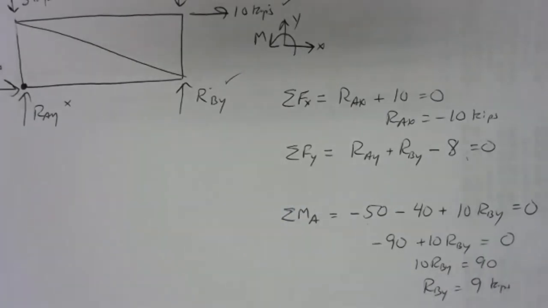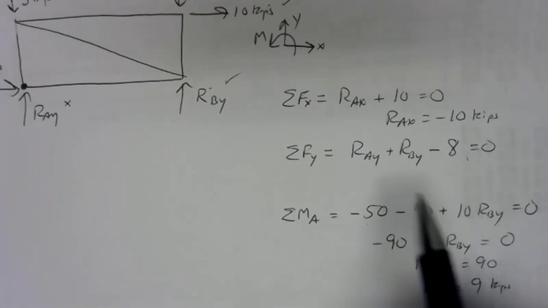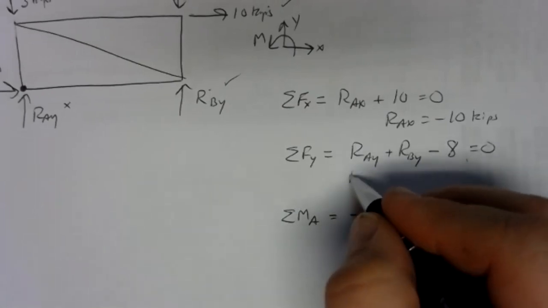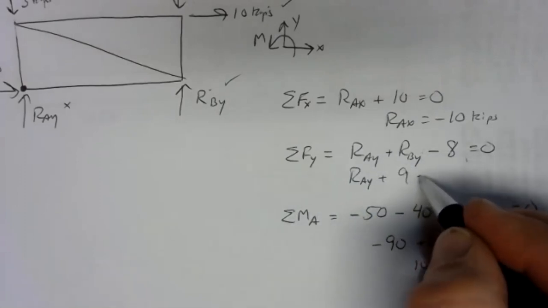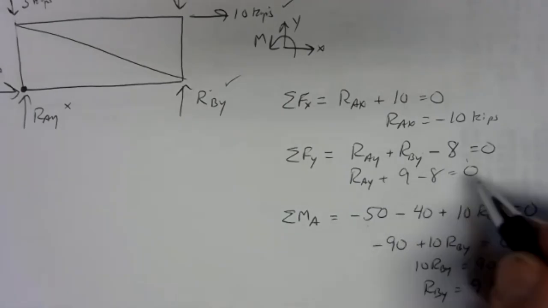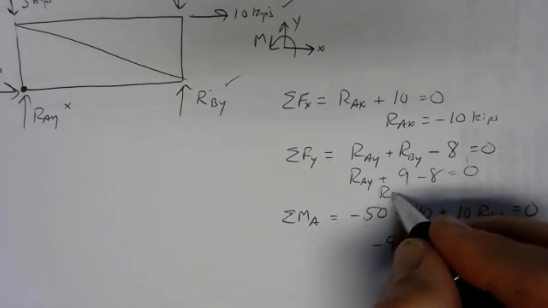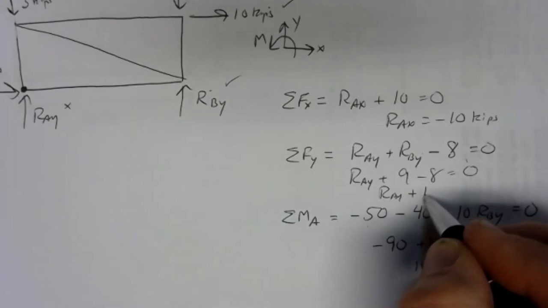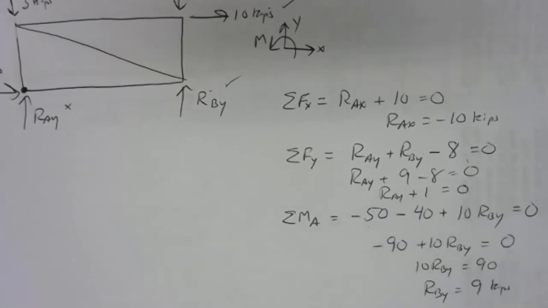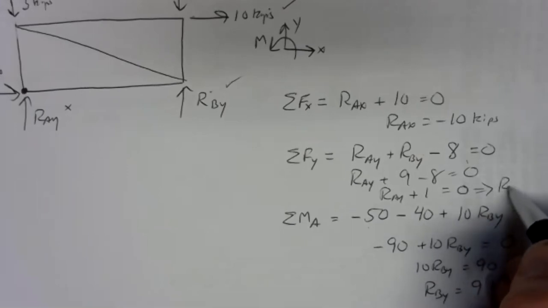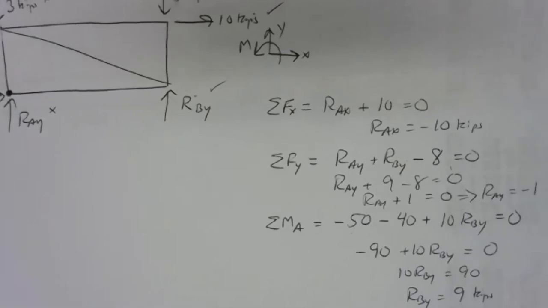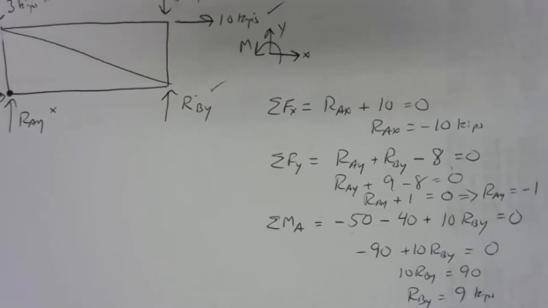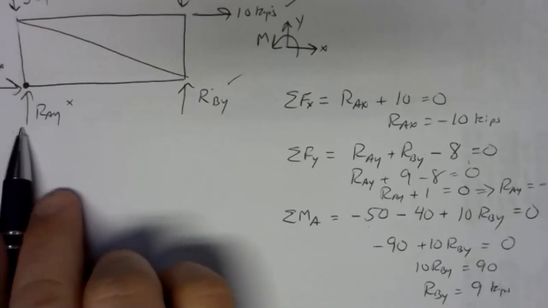Let's go up to the y direction equation now and figure out RAY. Well, if we are careful here, RAY plus 9 minus 8 equals 0. 9 minus 8 is 1. So I have RAY plus 1 equals 0. And when I subtract 1 from both sides, that gives me that RAY is negative 1. So RAY came out negative. That means our assumed direction is incorrect.